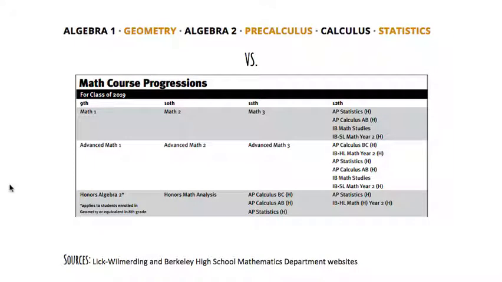Let's take a look at two different high schools. On the top is the Lick-Wilmerding progression from algebra to geometry, algebra 2, pre-calculus, calculus, and statistics. And most schools that have not transitioned to Common Core, their math program looks pretty similar. And then below is the Berkeley High progression that has transitioned to Common Core. The thing that I wanted to point out in both cases is that schools have a lot of flexibility in terms of accelerating during high school, and in most cases, all students will end up in calculus by senior year.